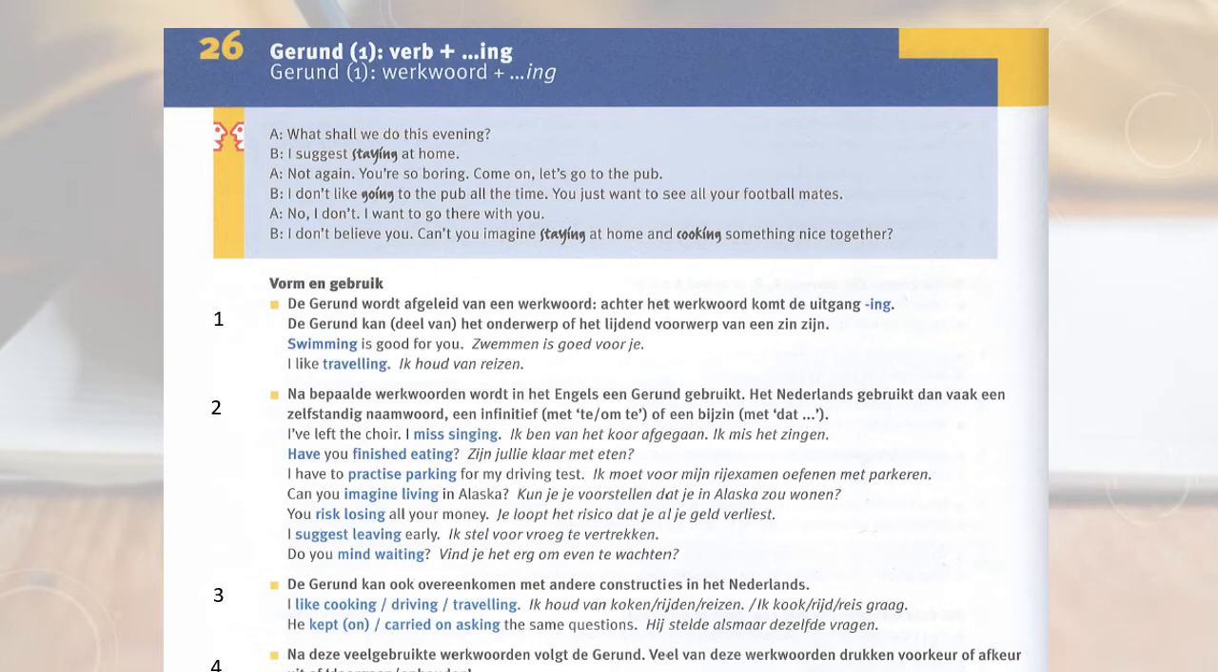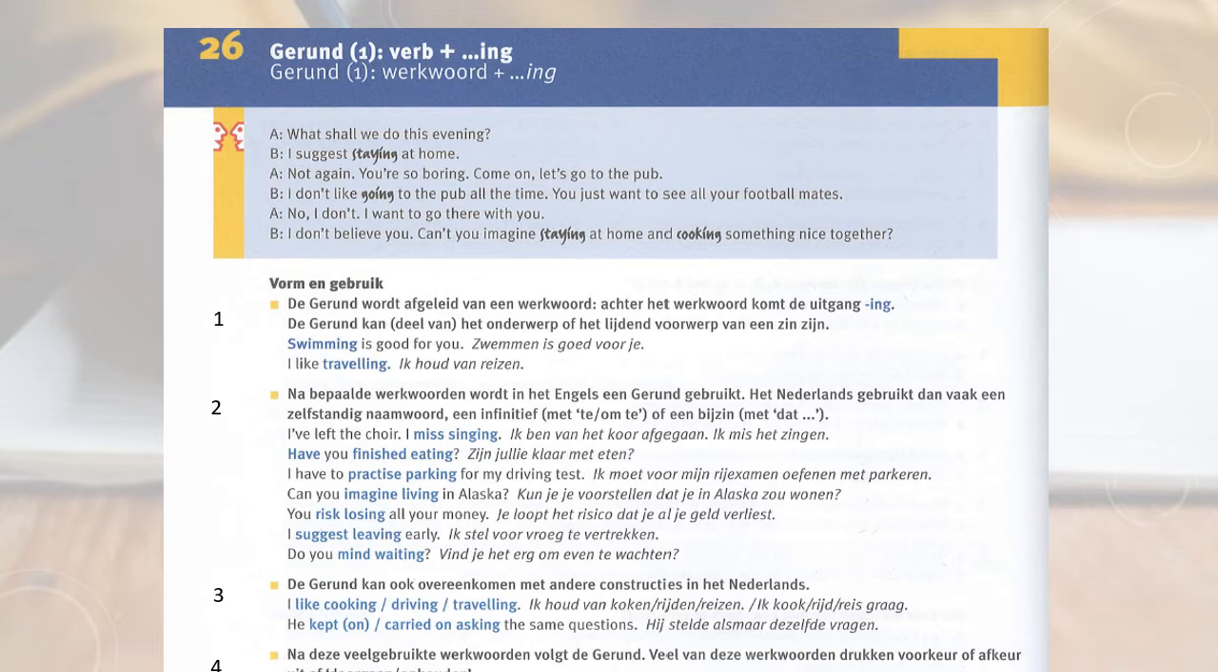You can also say, for example, ik stel voor vroeg te vertrekken. We don't say, I suggest to leave early. We say, I suggest leaving early. So we again use a gerund. So when you say in Dutch om te or te, we use a gerund in English. Another example, vind je het erg om even te wachten? We say, do you mind waiting? So we again use a gerund for these Dutch constructions.